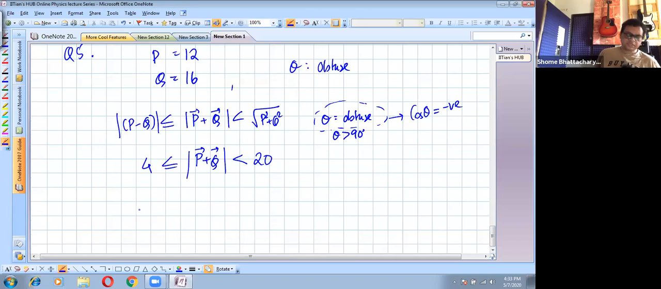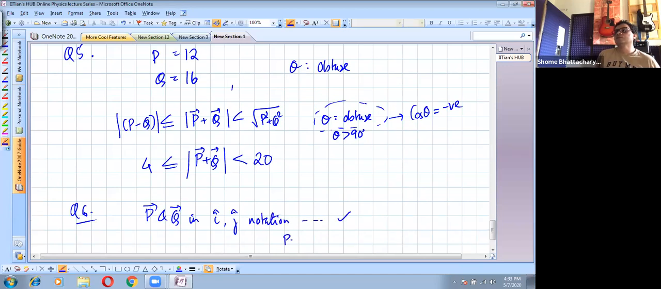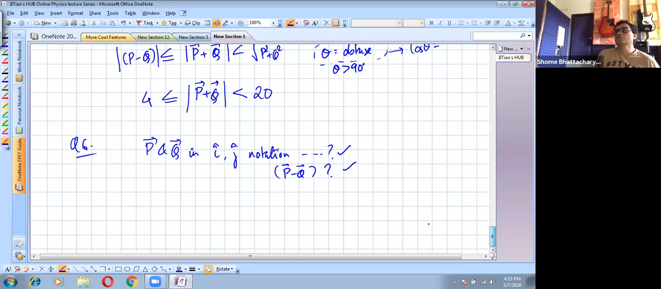Now let's come to question 6, for which I'm just going to give you a hint. For question 6, what you do is write the vectors P and Q in I cap J cap notation. You do this, okay, and then you will find out how much P minus Q is. It will be very easy. So from the given diagram, just write P and Q in component notation, in I cap J cap notation, and it will become very easy. So that's that.